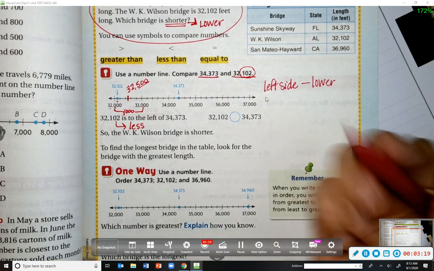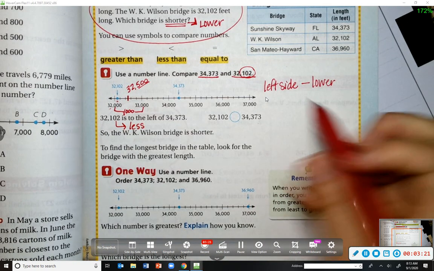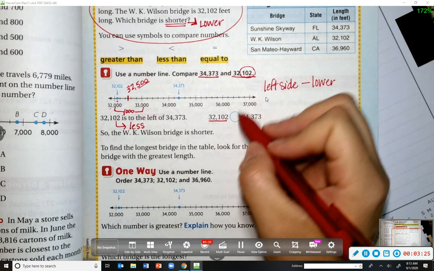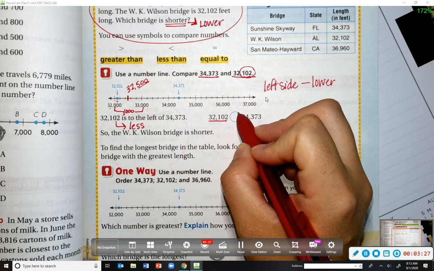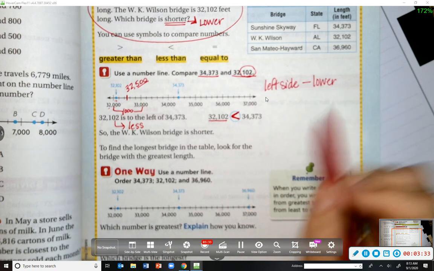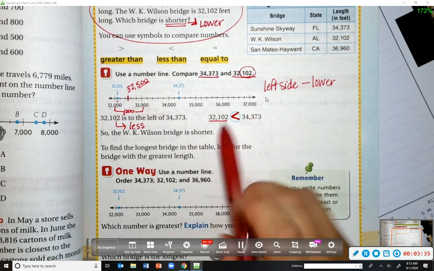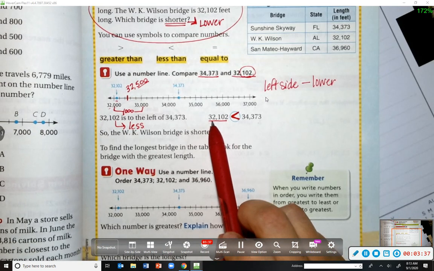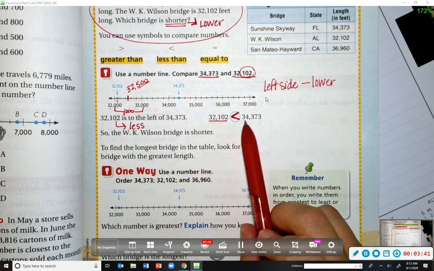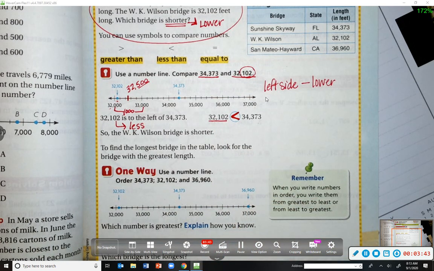So now we need to figure out which way our symbol would go. If this number is less, remember the alligator wants to eat the bigger number, so we want the mouth open towards the bigger number. Okay, so we would read this as 32,102 is less than 34,373.